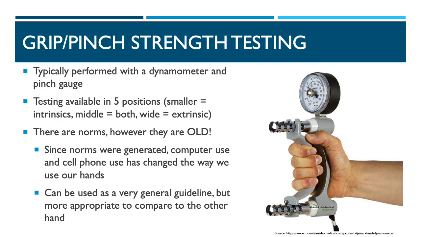And the way that we use our hands has really changed. So I was finding that people's were wildly off. People weren't using computers then. People weren't using cell phones the same way. So our activities have changed the way we use our hands. So I think the norms can be used as a pretty general guideline, but just be careful to not use those as the end all be all. They must have this strength or they're not functional. I would compare to the unaffected side.